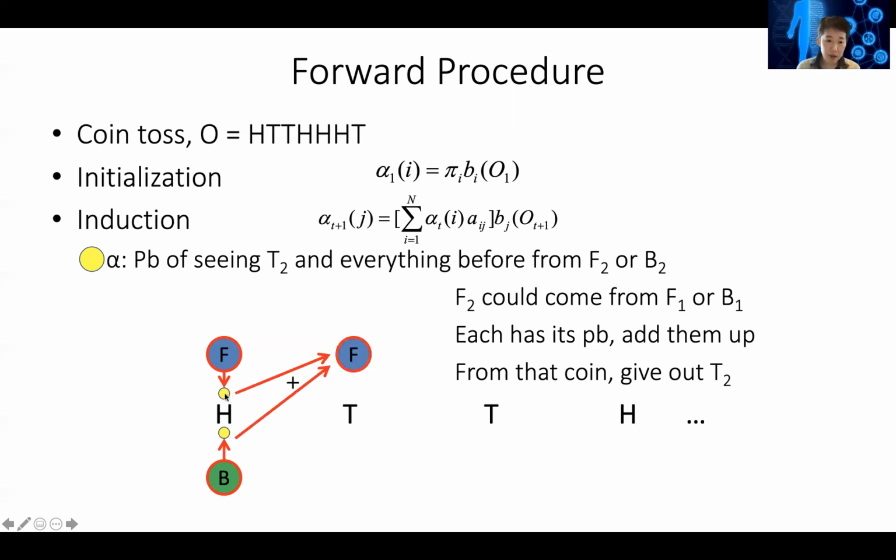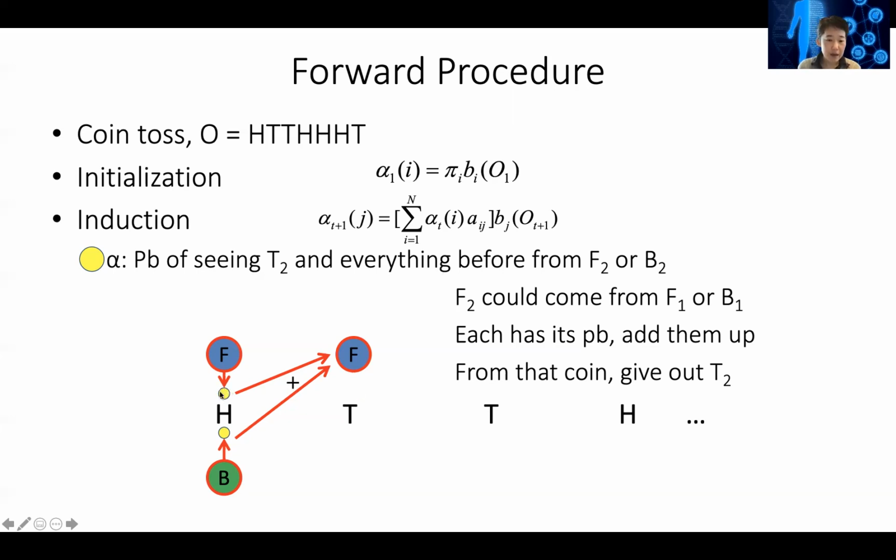In the previous coin, we could use a fair coin, but transition from the fair coin to a bias coin, or we can use the bias coin and transition to a fair coin. Both are possible. So we just add up their probabilities together.